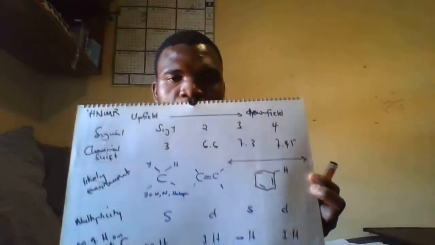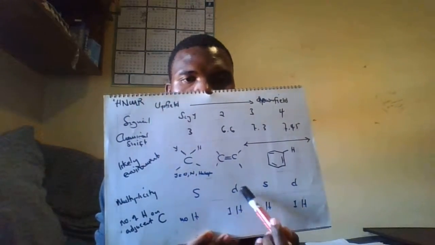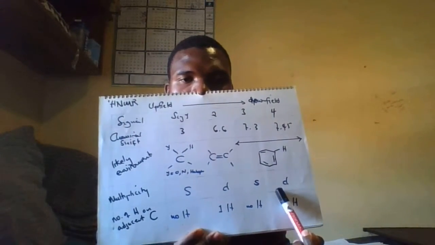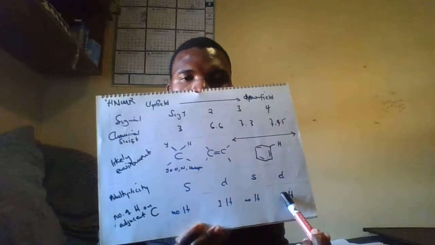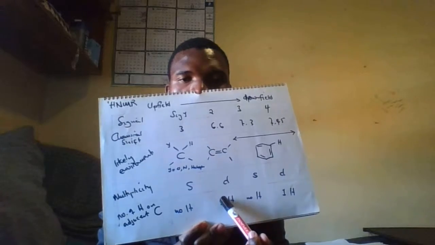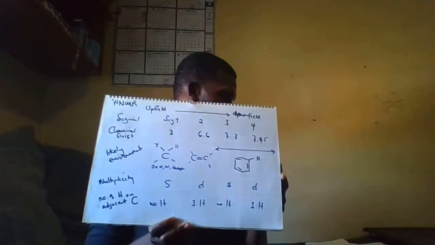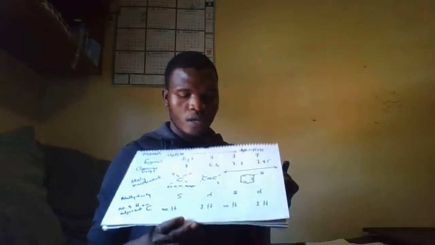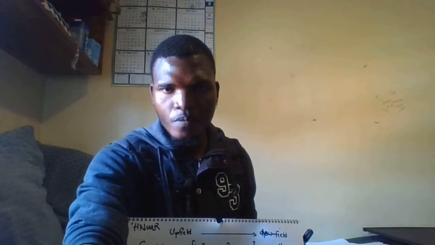In terms of the multiplicity, there is nothing much. As you can see, this one is a singlet, doublet, singlet, and a doublet. So in terms of the neighboring hydrogens, here it's 1, no hydrogens, 1, no hydrogens. That gives us a clue of what is happening. So that's all for the HNMR. Stay tuned as we go to the carbon NMR, which is going to give us a clue of how our structure should appear.